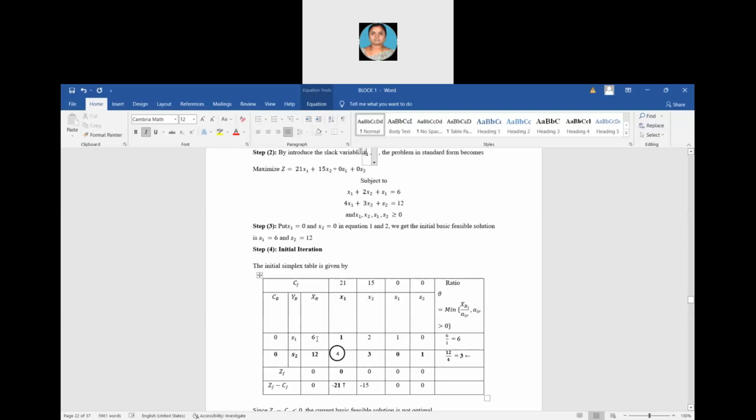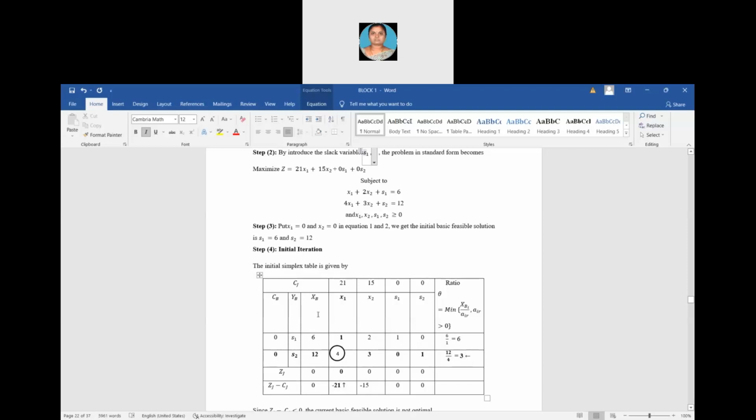Similarly, you have to divide the values by the x1 column. How can we divide? You have to divide xb by x1: 6 by 1, 12 by 4. Among these, you see which is minimum. So this row you take and this column you take, and their point of intersection is the pivot element. That is, once you choose the Zj minus Cj value, you keep that column properly.